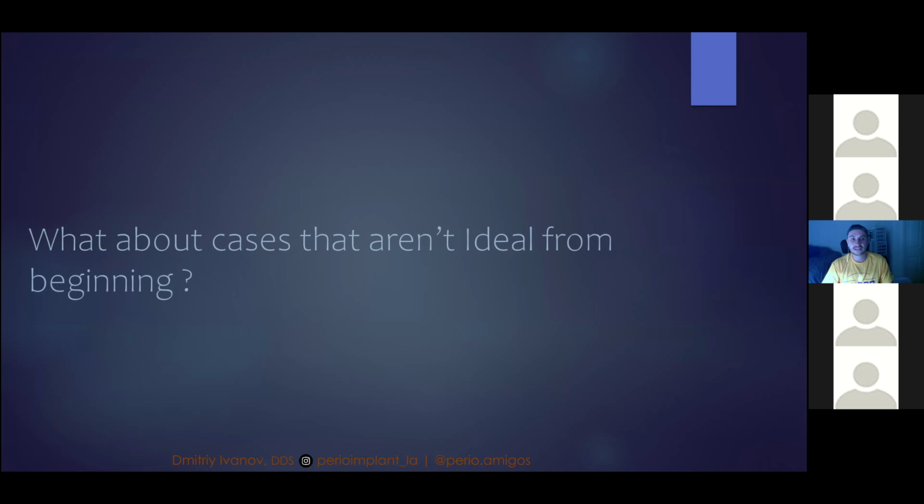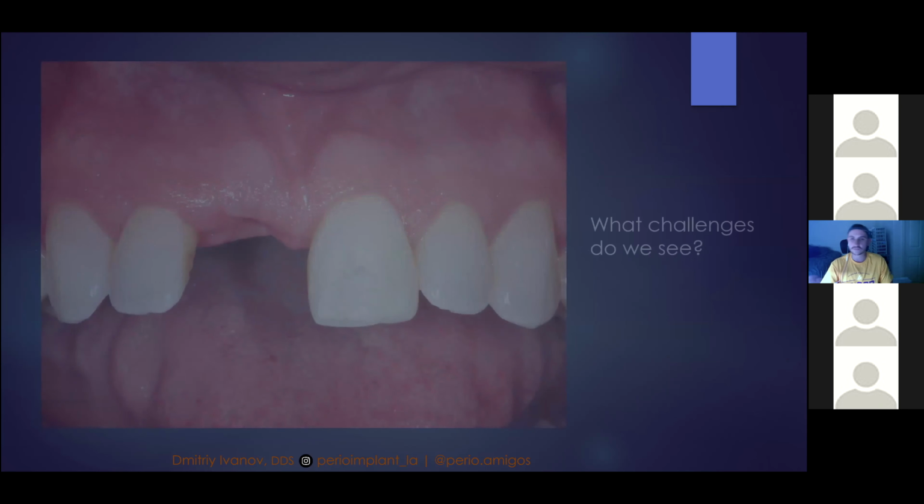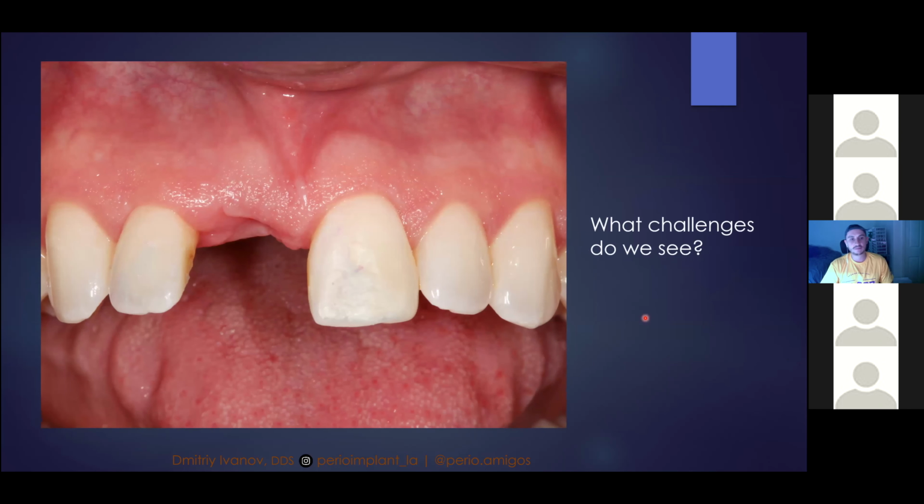In some cases, we have cases that are not ideal, right, from the beginning. Like this case, for example, what challenges do we have? We have pretty much no papilla on the distal. We have this weird, irregular gingival margin on the facial that's maybe not very pleasant if we were to put an implant there. So there's also kind of a deficiency in tissue thickness. Hard to see from this view, but if you look from occlusal, it was a little bit deficient, and tissue was relatively thin.